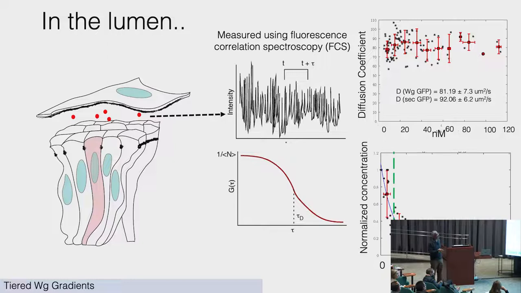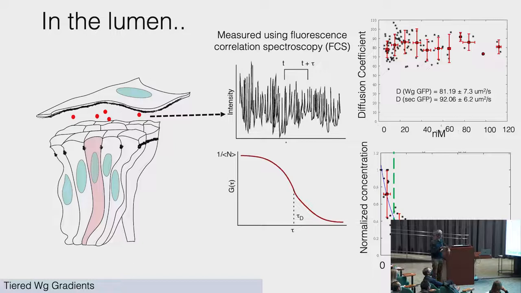Using FCS, you can also calculate the number of molecules in that confocal volume that is used for measurement. We could determine the fall off of the concentration of the fluorophore in the lumen of the disk. And again, what we ended up with is an extremely steep gradient of this secreted molecule in this lumen.